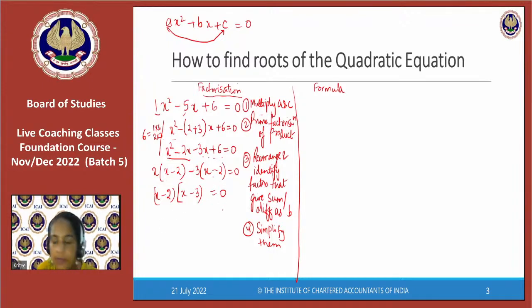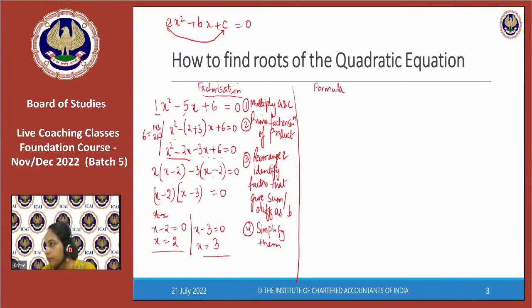So this is the prime factorization method or splitting the middle term method. Hence the value of x: x minus 2 equals 0, so the value of x can be 2. x minus 3 equals 0, so the value of x can be 3. What do these values mean? These values mean if you substitute x as 2 in this equation, or you substitute x as 3 in this equation, in both cases it will be equal to 0.